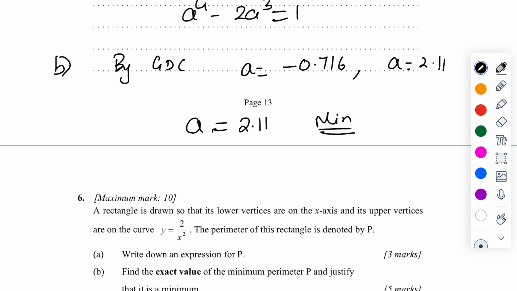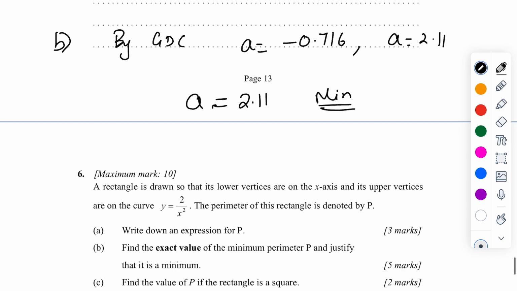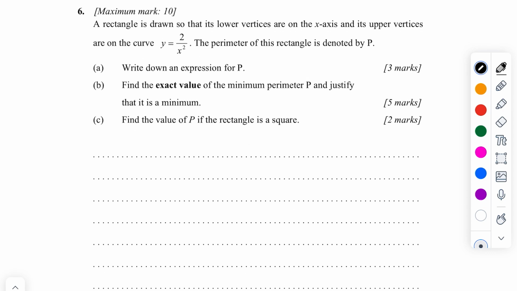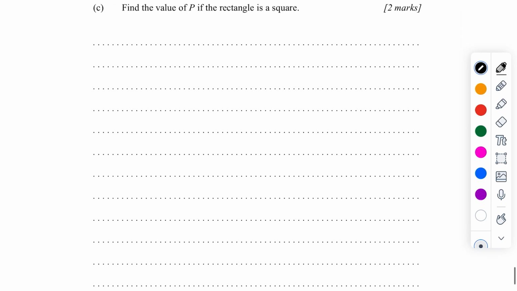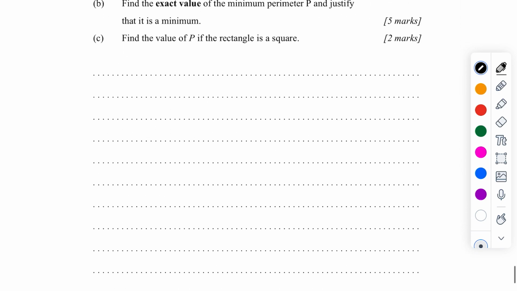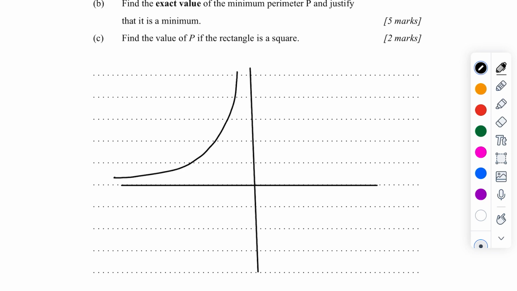Coming to question number 6. A rectangle is drawn with the lower vertices on the x-axis and upper vertices on the curve y equals 2 upon x square. So first let us draw y equals 2 upon x square. This is one curve, this is a curve down. I'm drawing the shape of the rectangle. It should be like this.